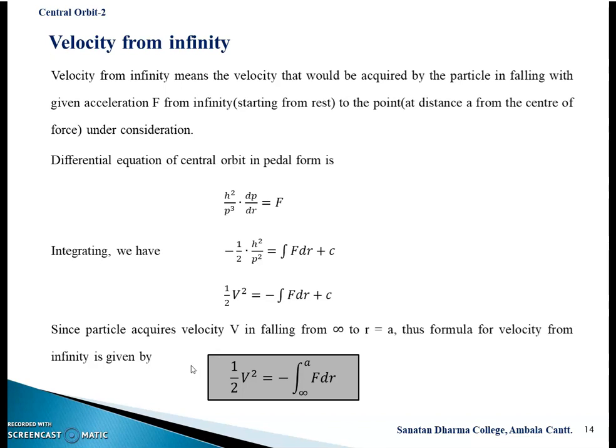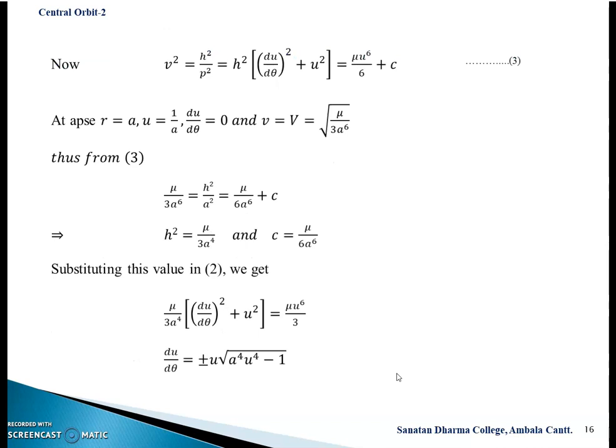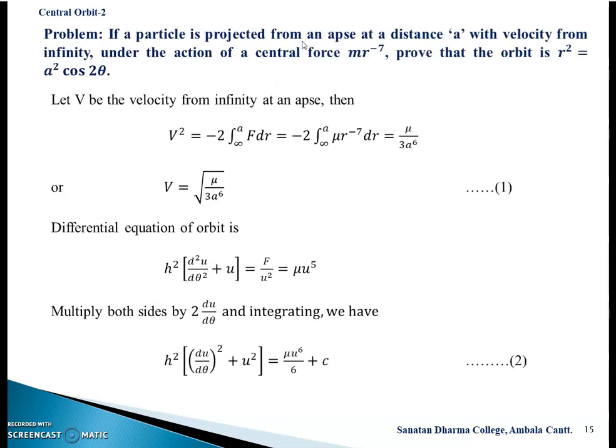Taking these limits, we have the formula half of v square is equal to minus the integration from infinity to a of f dr. Since we have limits, the constant will be equal to 0. So this is the formula for velocity from infinity. Now our problem is, if a particle is projected from an apsidal point, which we already discussed in our last video, at a distance a with velocity from infinity under the action of central force mu r raised to power minus 7, then we have to find the path of that particle, that is the orbit, which should be r square equal to a square cos 2 theta.